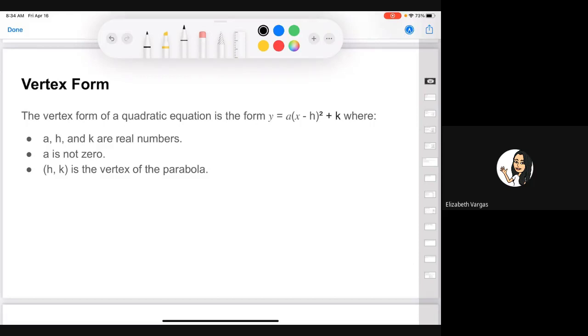Now we're going to look closer at what equation we are even working with. What we're working with here is what we know as the vertex form. The vertex form of a quadratic equation is y equals a(x minus h) squared plus k. Basically, we took our quadratic equation and put it into the vertex form that we see here. The a, h, and k are real numbers. a is not 0. And h and k will represent the vertex of our parabola. We'll look at this a little bit further.